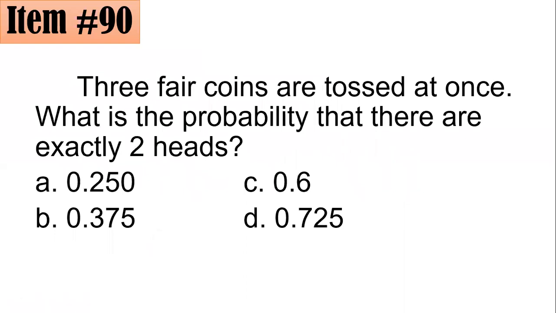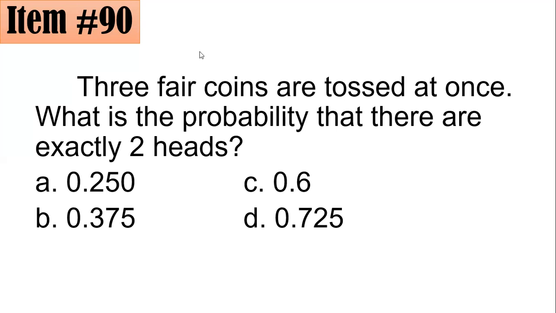90. 3 fair coins are tossed at once. What is the probability that there are exactly 2 heads? Is it A, 0.250, B, 0.375, C, 0.6, or D, 0.725? Okay. 3/8 daw. Okay. Sabi ni Ma'am Pato, ni Ma'am Judy, ni Sir Kim, ni Sir PJ, ni Oweng's iPhone, ni Sir Marvin.